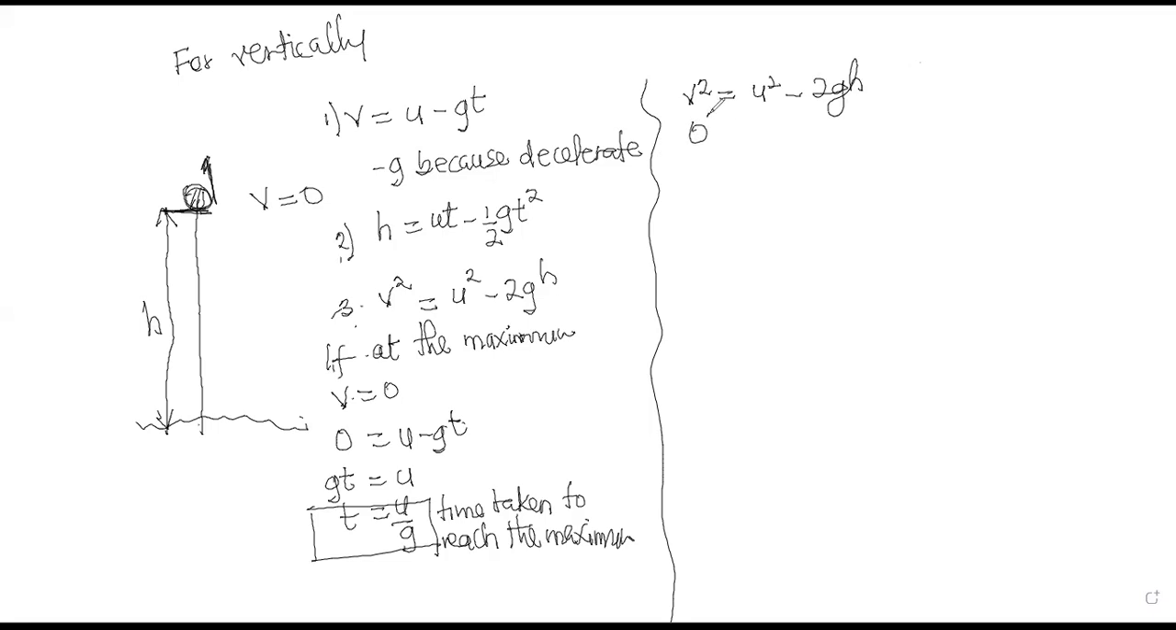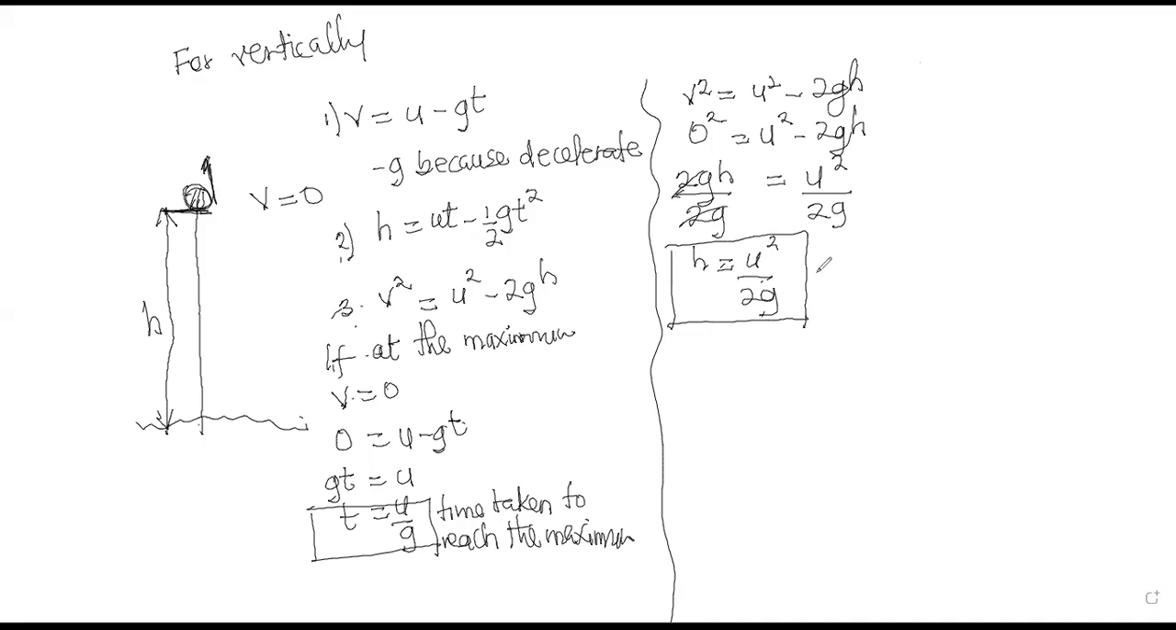So v squared is equal to u squared minus 2gh. 2gh is equal to u squared. Therefore, when we make h the subject, we have h equals u squared over 2g. And this is the equation for the maximum height reached.